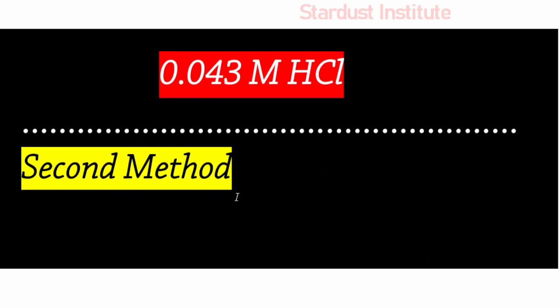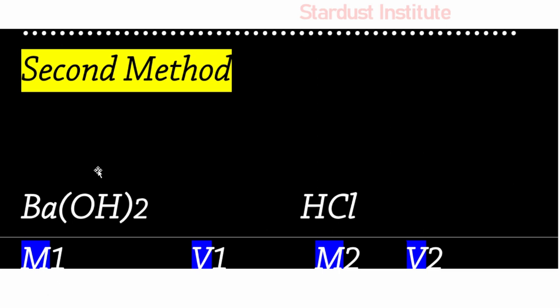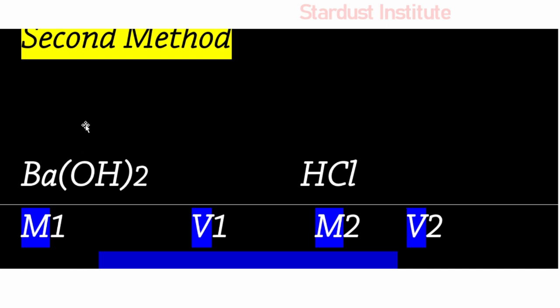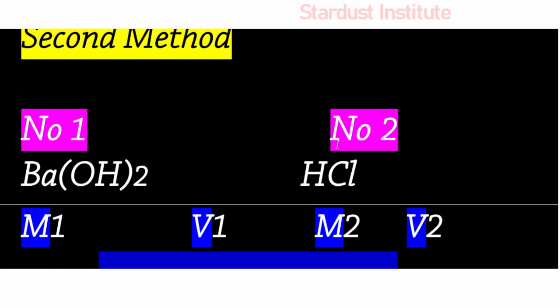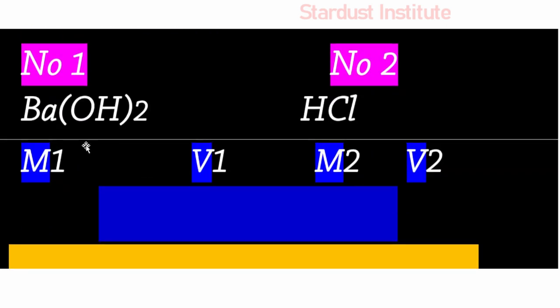Second method. There are two chemical solutions here. One is barium hydroxide, the other one is HCl. We can take this barium hydroxide solution as number 1 solution, and we can take this HCl solution as number 2 solution. There's no problem. If we want, we can take barium hydroxide solution as number 2 solution, HCl solution as number 1 solution. There's no problem there.